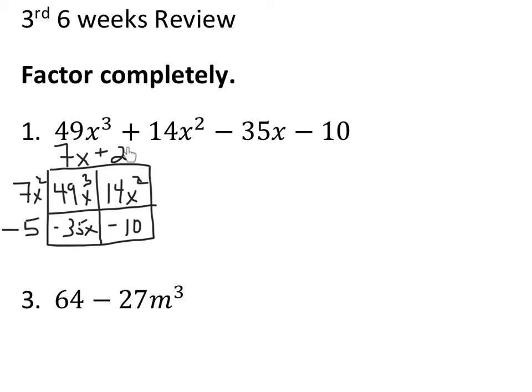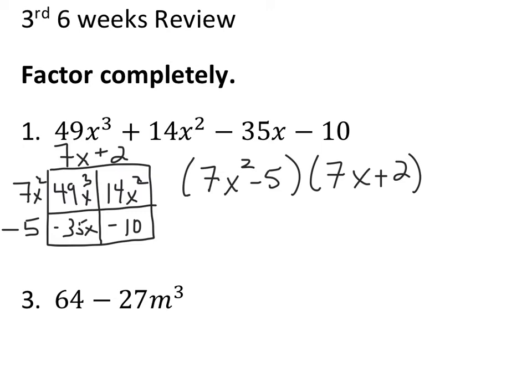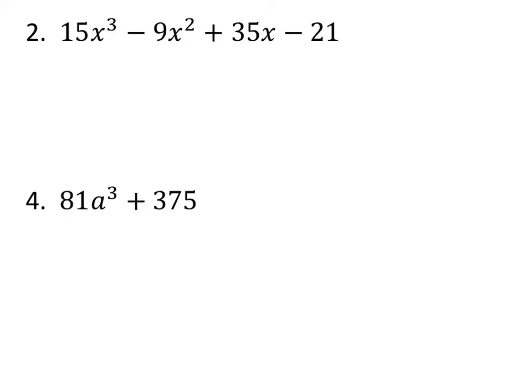The last thing I need to do is just write out my factors. All right, so 7x squared minus 5 is one of the factors, and 7x plus 2 is the other factor. Let's move on to question 2. We're going to do the same thing with question 2.